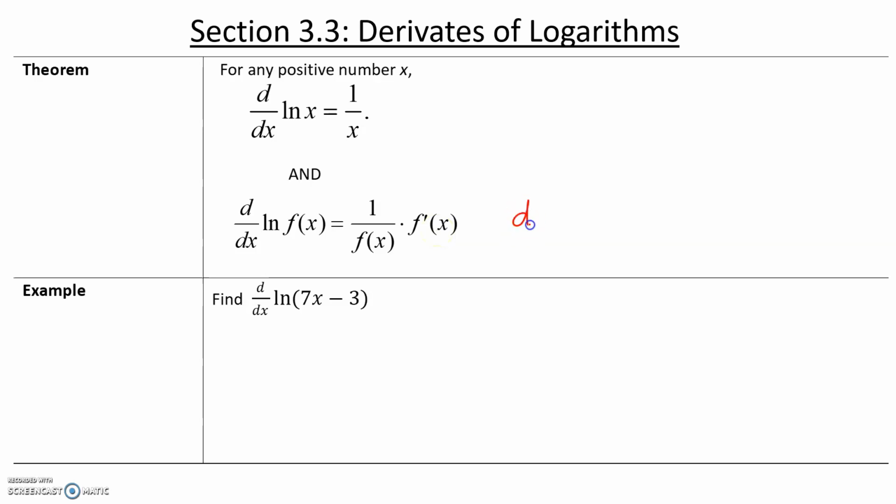If you prefer, you can write it like this: d/dx of ln u, since we're used to using u, equals 1 over u times u prime. You could do it either way, it's the same thing.